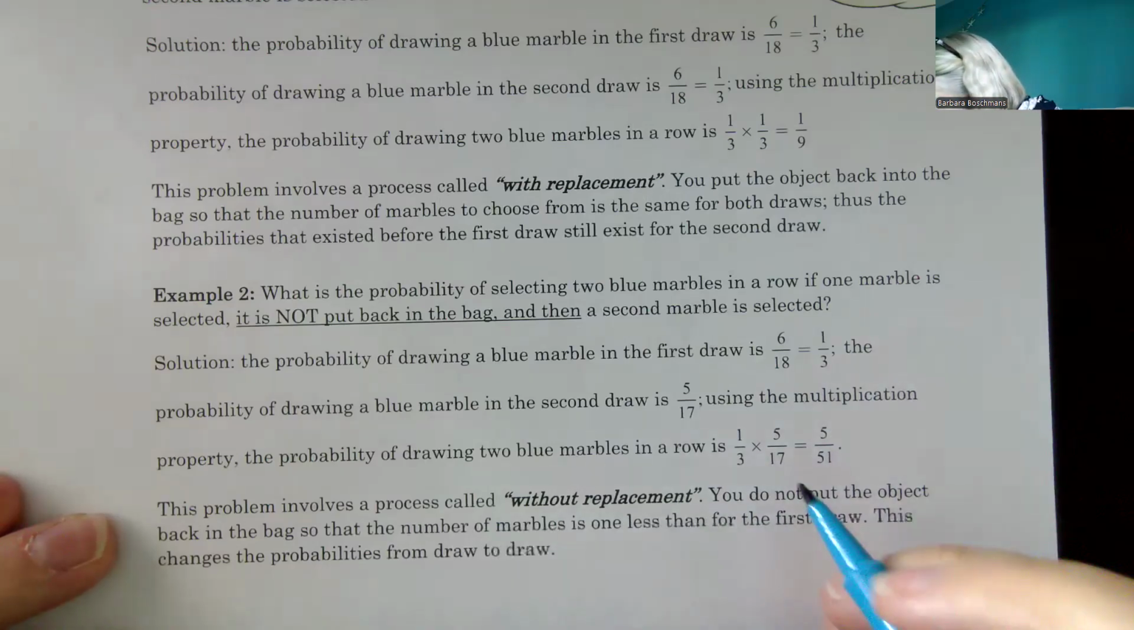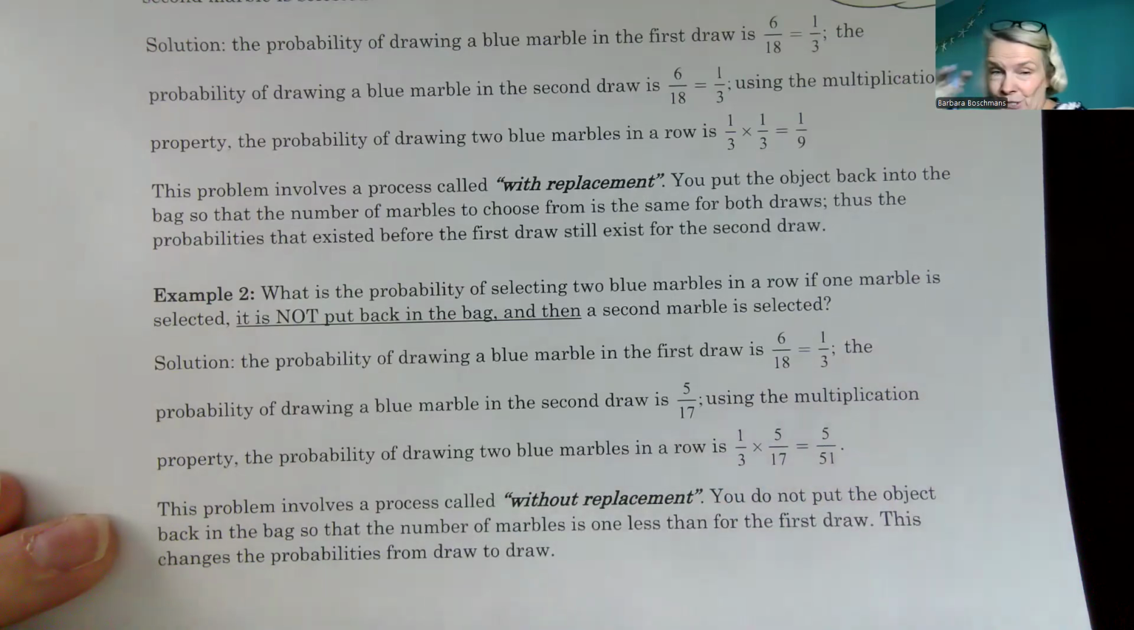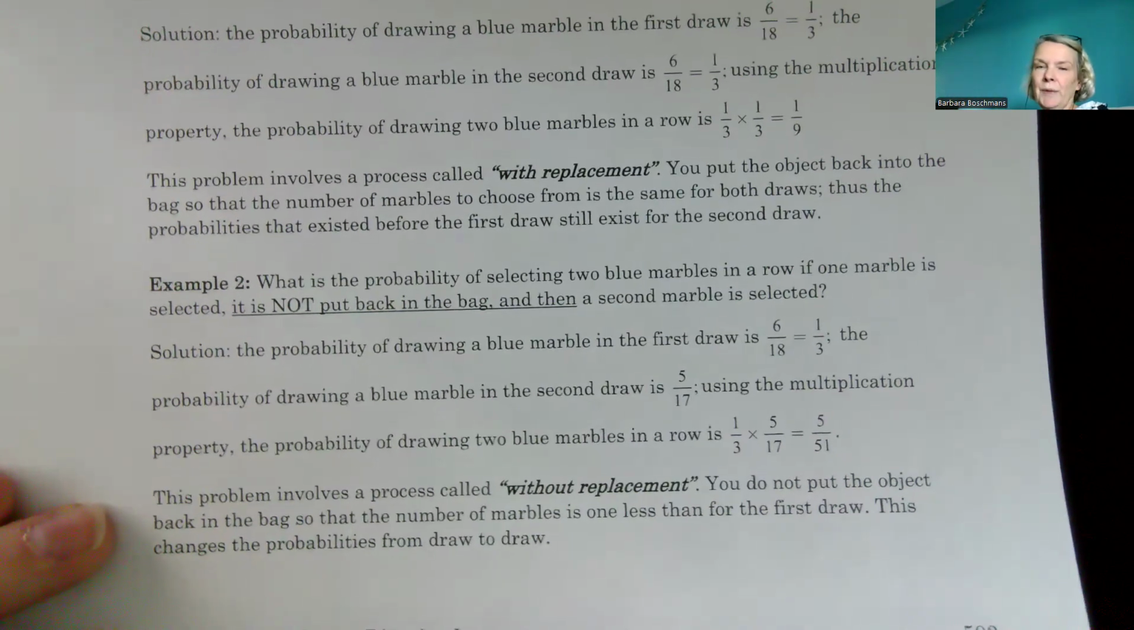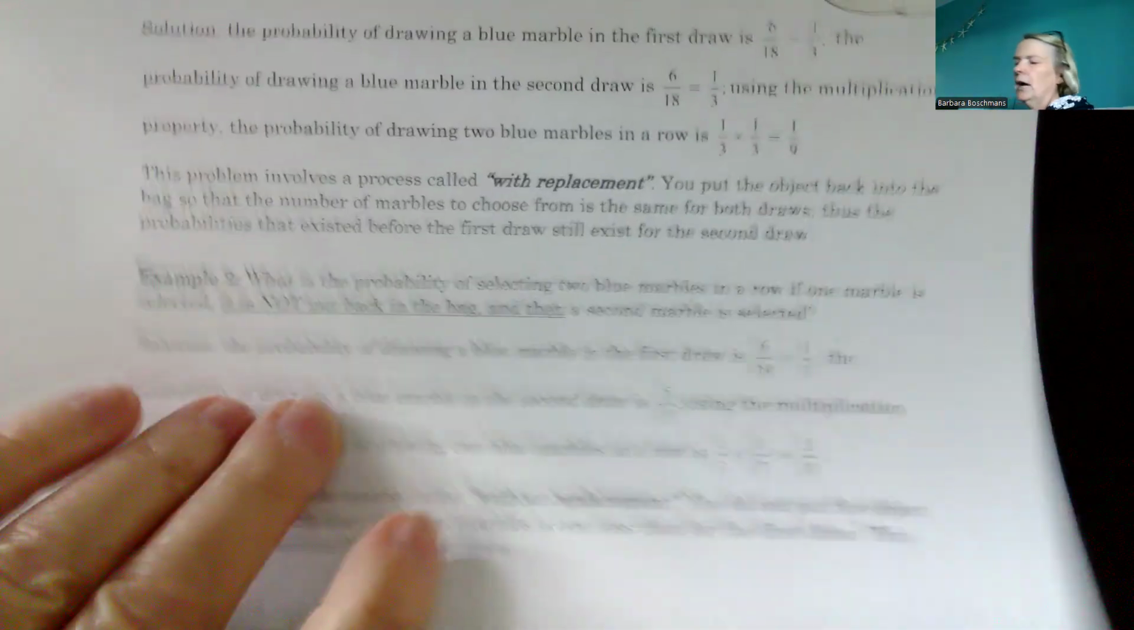5 out of 17, we can't simplify, so we're just going to multiply. Remember, multiplication of fractions straight across. So it would be 5 out of 51. This process is called without replacement. So in any problem, you want to pay attention to the wording of with and without replacement.